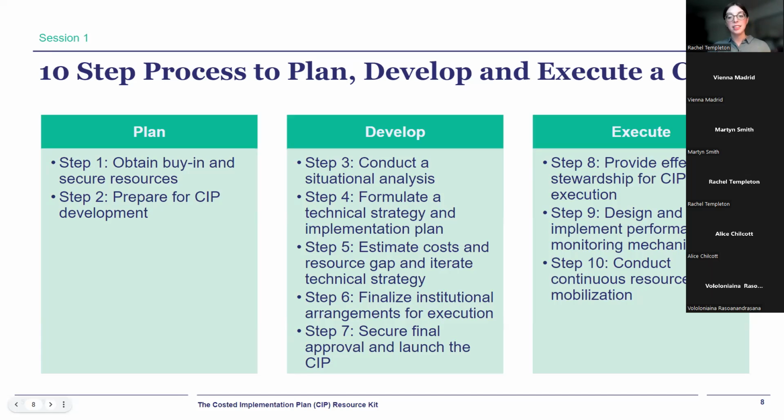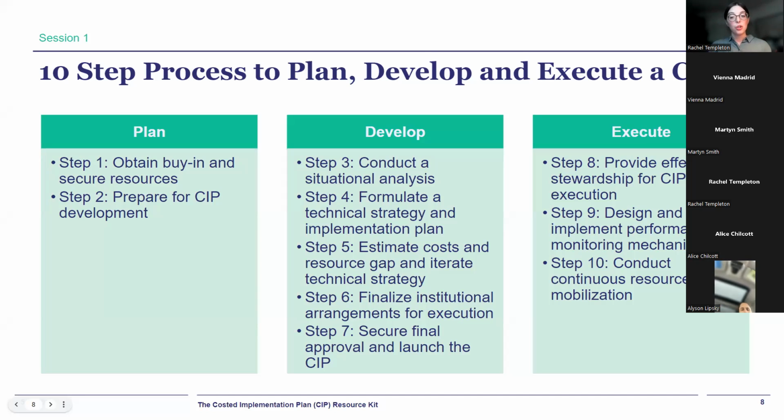And this is followed by estimating the costs and resource gaps to implement the technical strategy, and if necessary, returning to the technical strategy and iterating to make sure that it is well scoped to the existing resource landscape. This phase also includes finalizing institutional arrangements to execute the CIP and launching and disseminating the CIP once it is approved. Finally, the third phase is focused on what could be arguably the most essential part of the process, which is actually implementing or executing the CIP.